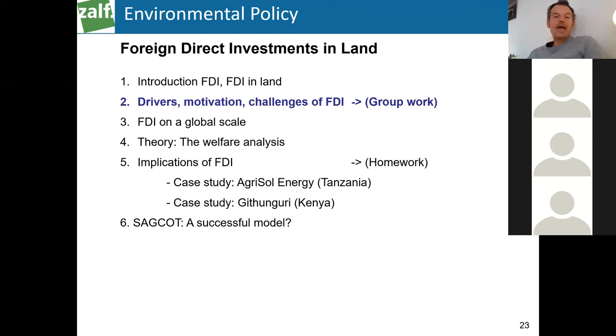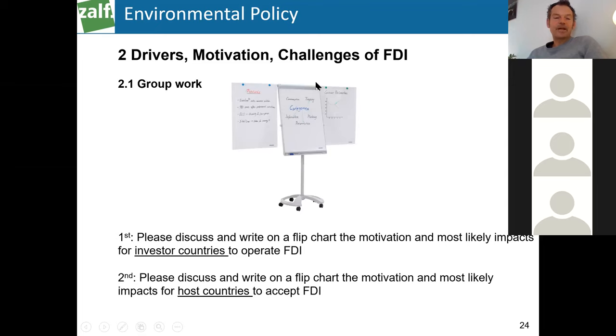Now, in a group work, I would like to try and test with you the breakout groups. Please select, in the order of the groups, the first or the second, and look at the drivers, motivation, and challenges of FDI from the donor's perspective, and then also from the perspective of the host country. See what kind of motivation the investor has, and what is really important for them here.